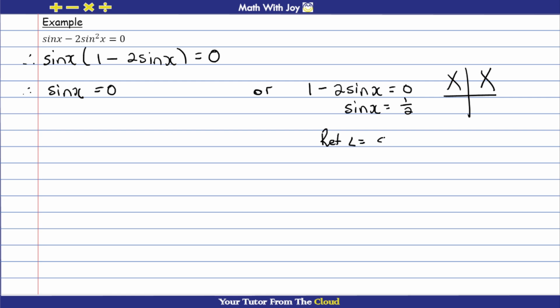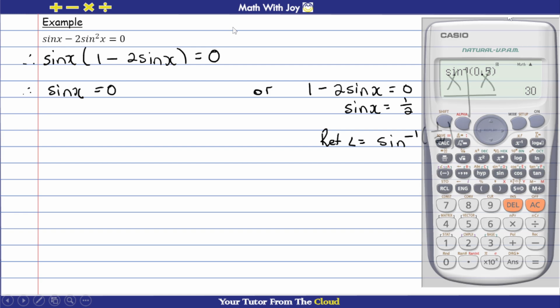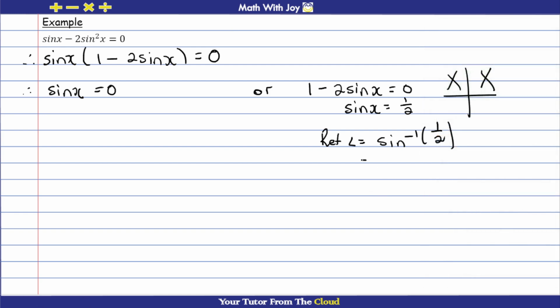So we say the reference angle is inverse sine, and remember to always substitute positive values here. Now into the calculator, we are going to substitute inverse sine, and a half is just 0.5. So we know it's going to be 30 degrees. So we say that the reference angle is going to give us 30 degrees.